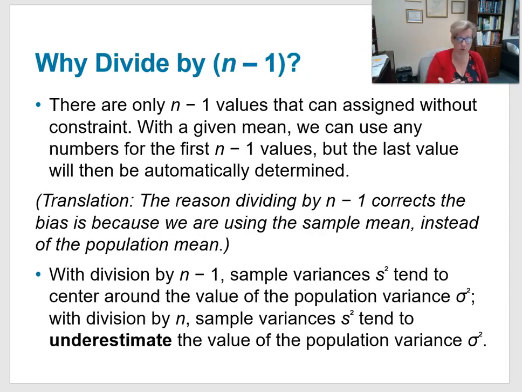And again, I have just some more explanation here. I found a really good explanation. They said the reason dividing by n minus 1 corrects the bias is because we are using the sample mean instead of the population mean. So because we're using a sample mean, we have to kind of correct with that n minus 1. So that's what that n minus 1 is for.